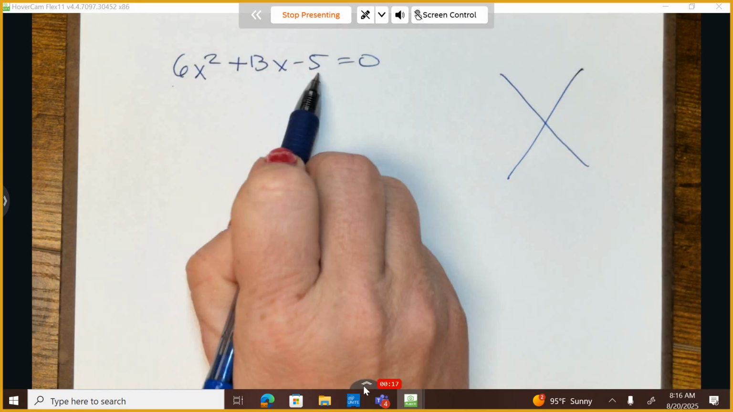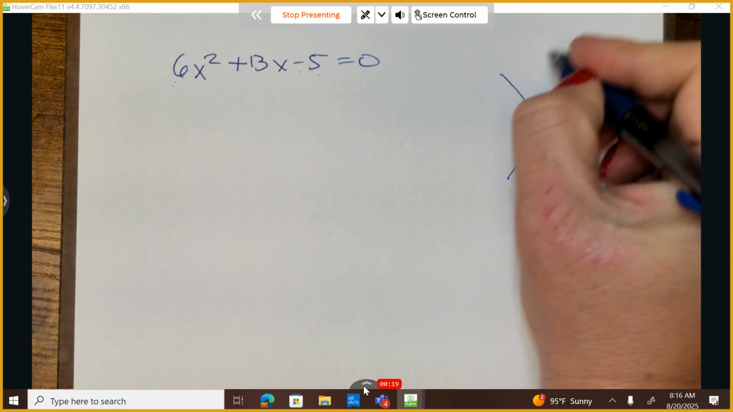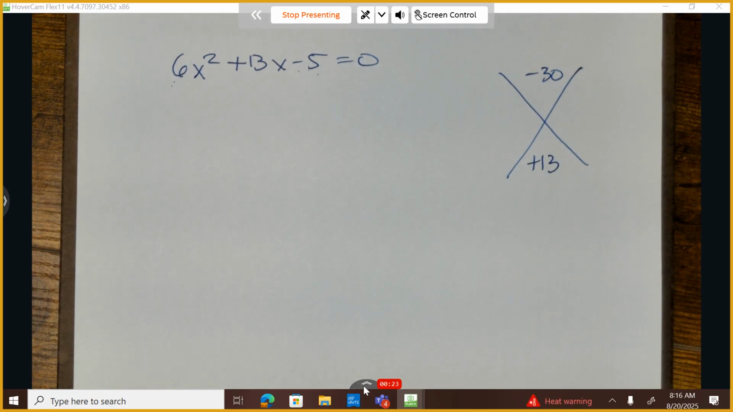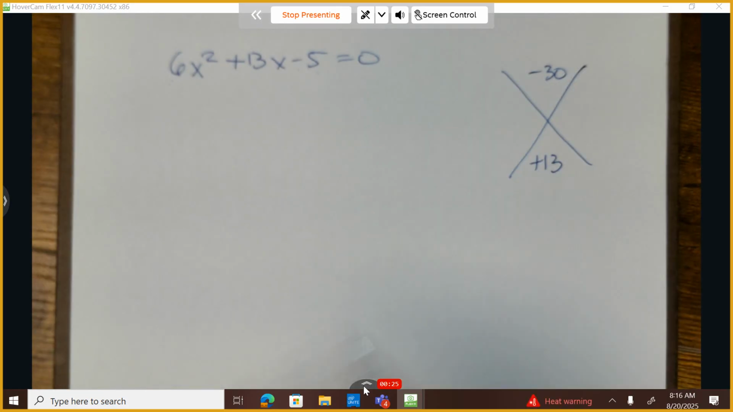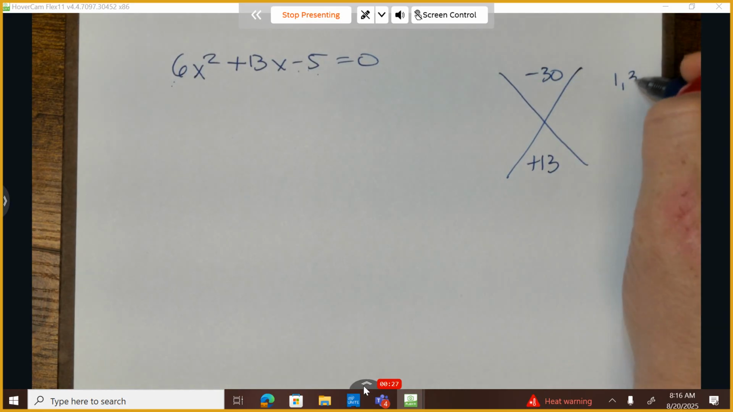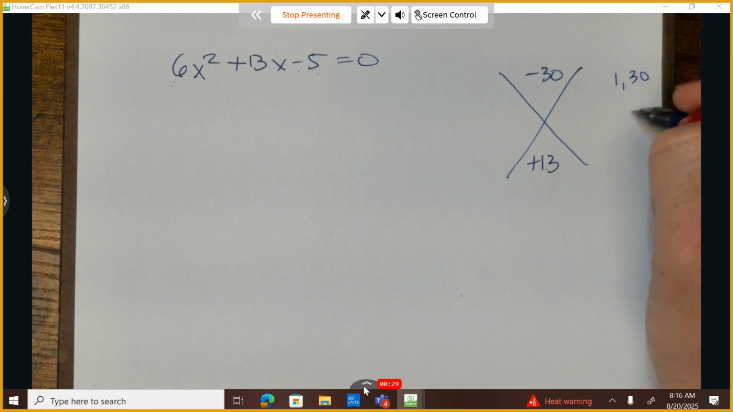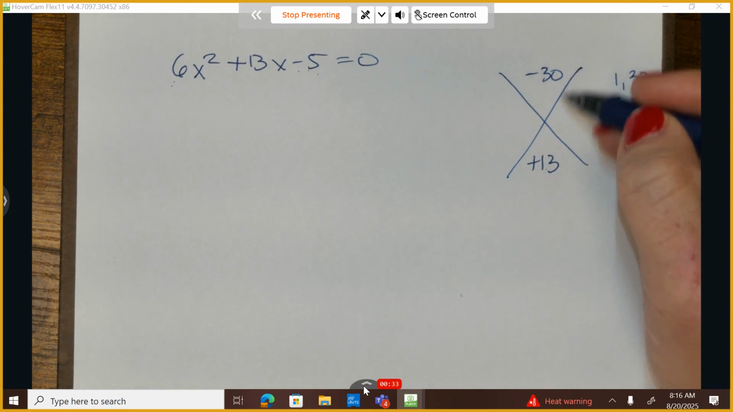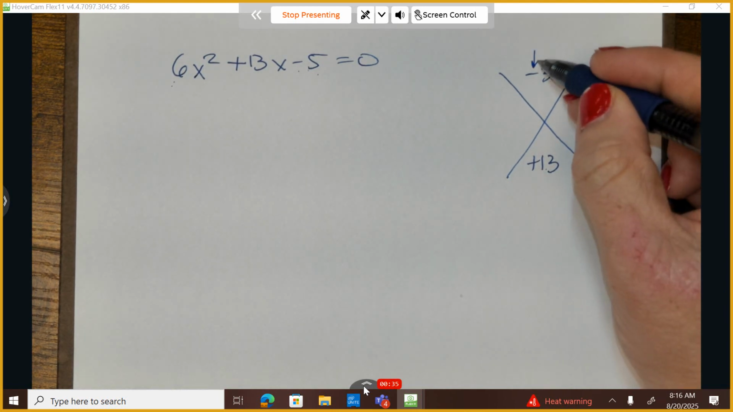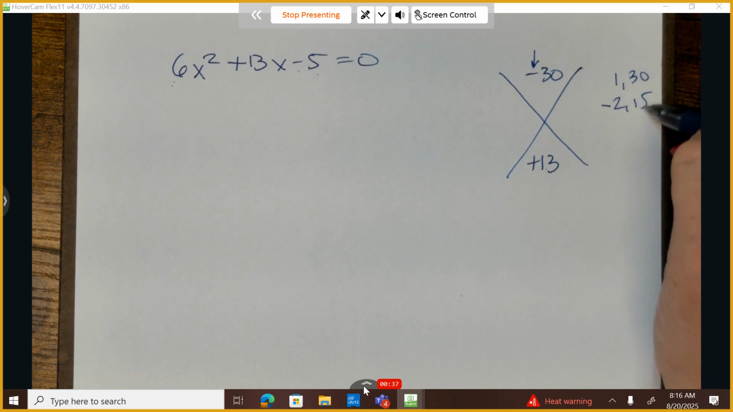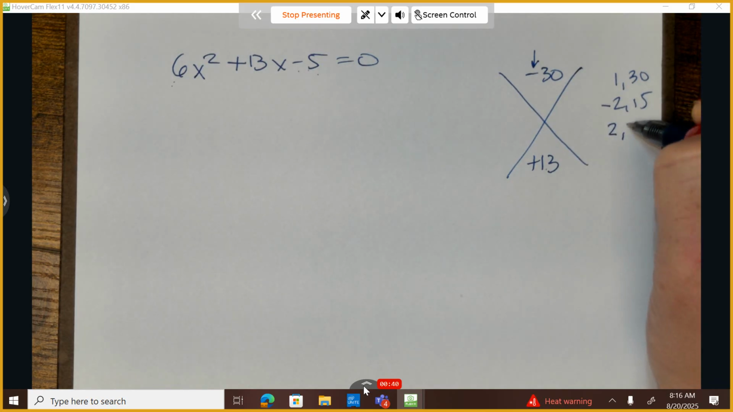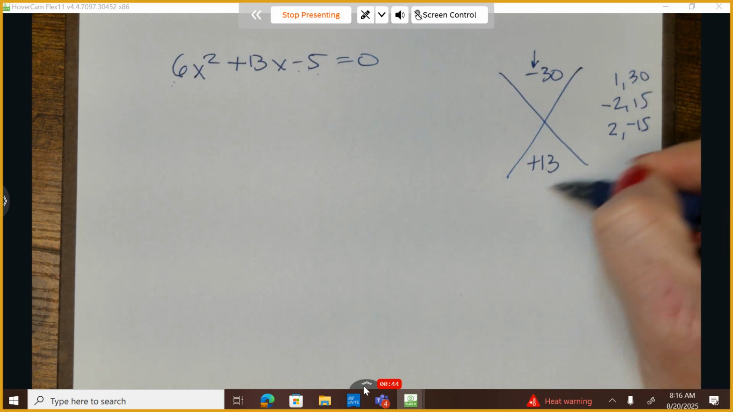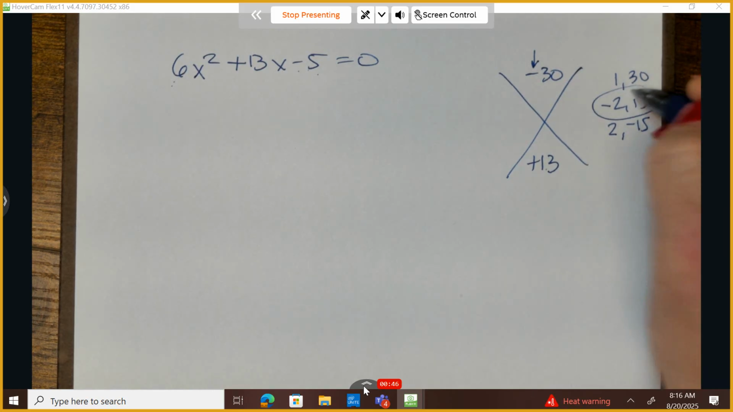I'm going to take the a times the c. 6 times negative 5 is negative 30. And I'm looking for two numbers that multiply to give us negative 30 and combine to give us a positive 13. So this is what my mind's thinking. 1 and 30 can't combine for 13. 2 and 15 can combine to give us 13. They have to be different signs. So it's either a negative 2 and a positive 13 or a positive 2 and a negative 15. The combination that gives us a positive 13 will be the first one.